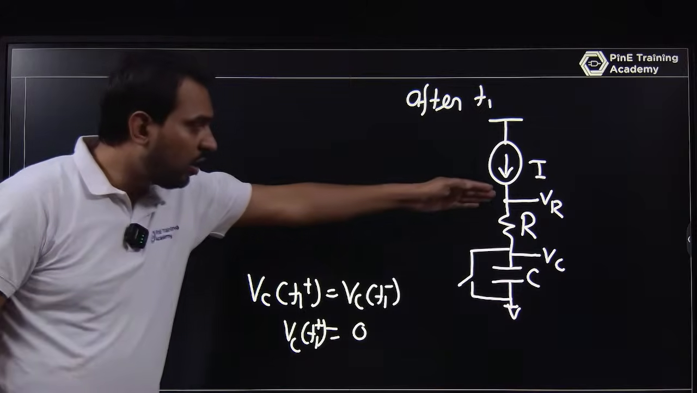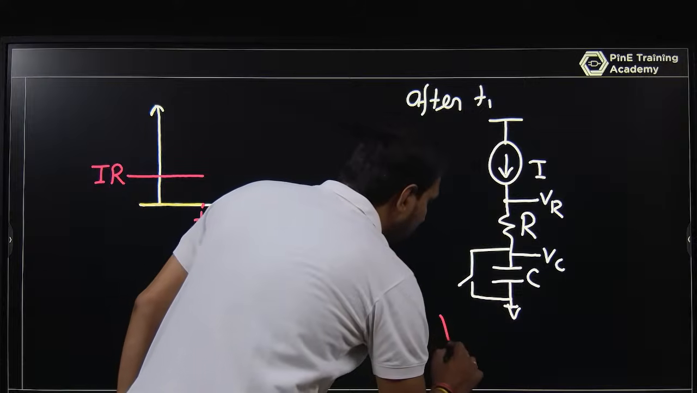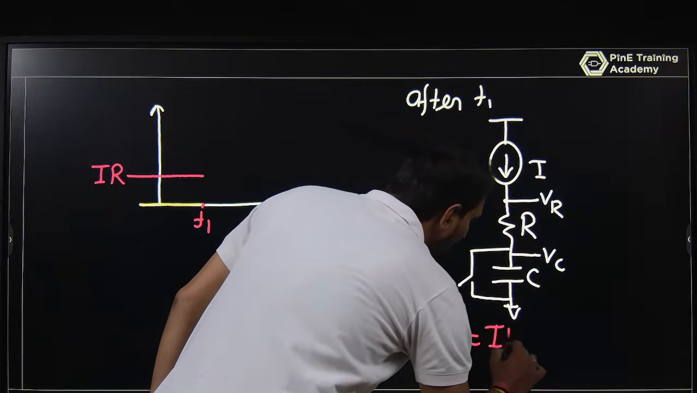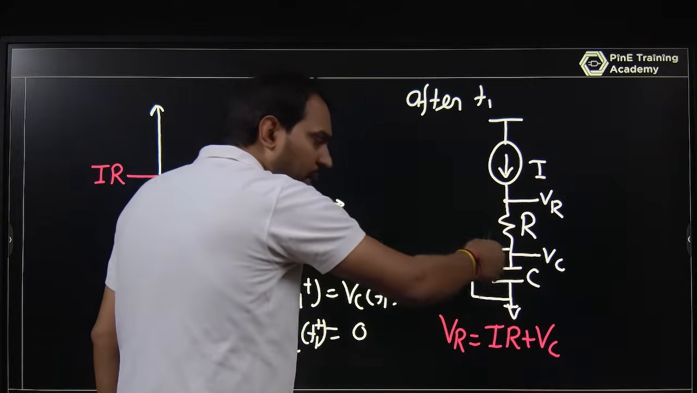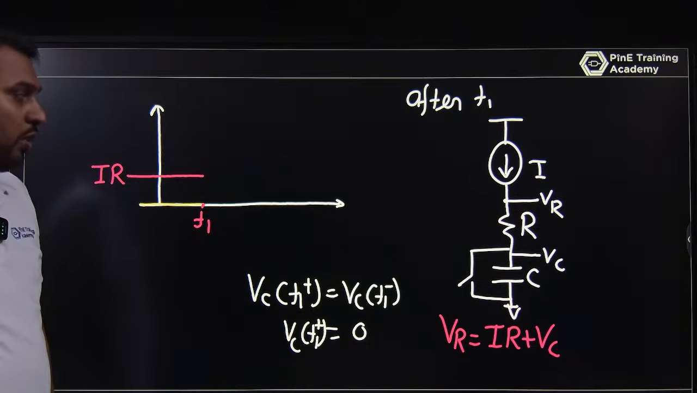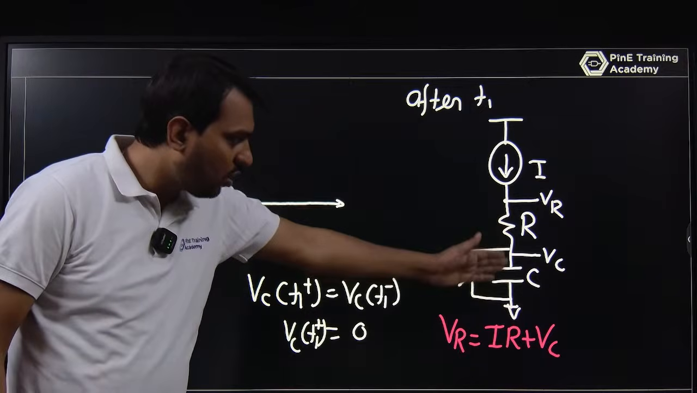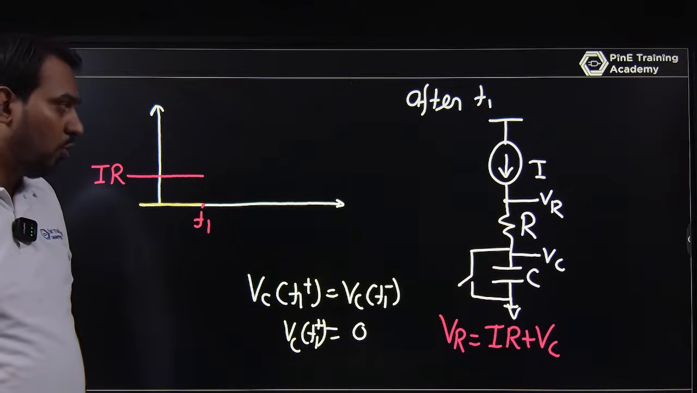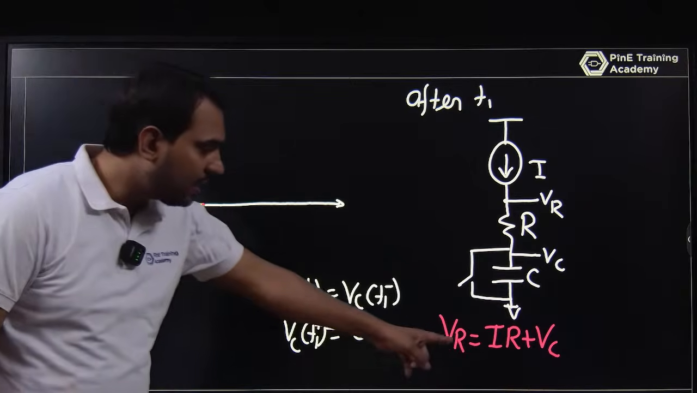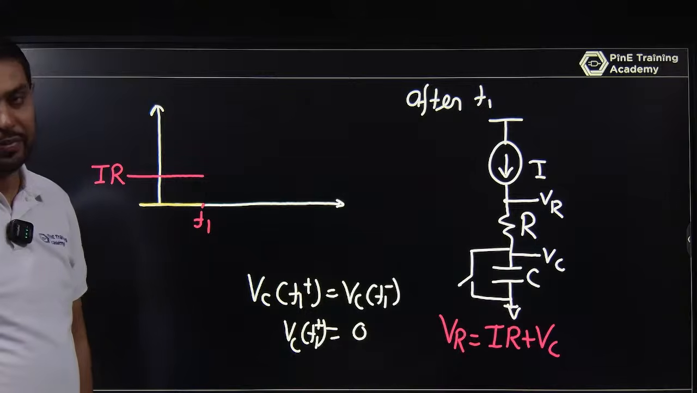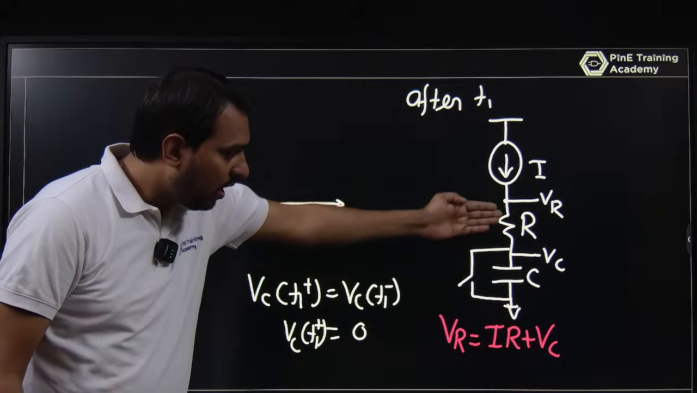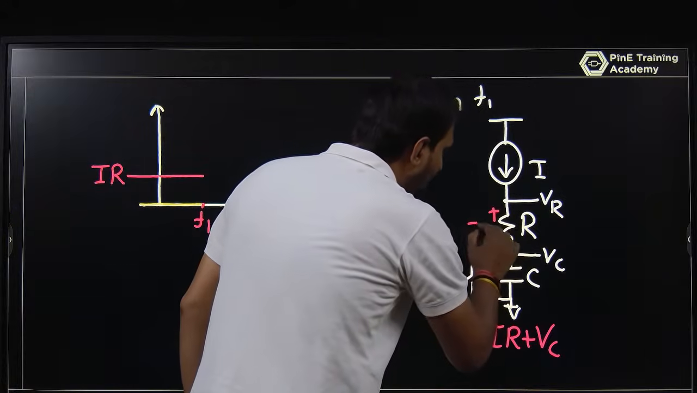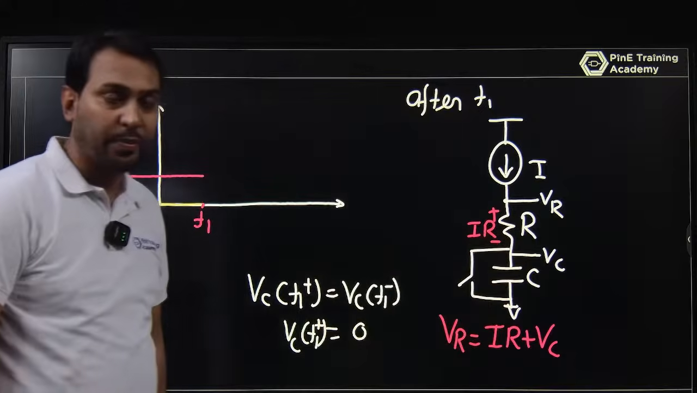And what is the voltage? VR, I can say, is basically I into R plus VC. That is simply a series: voltage across the resistor plus voltage across the capacitor will be the VR node voltage. So at T1 plus you have a voltage of IR only. The current is always I, so the voltage across R is always I into R, that is constant.